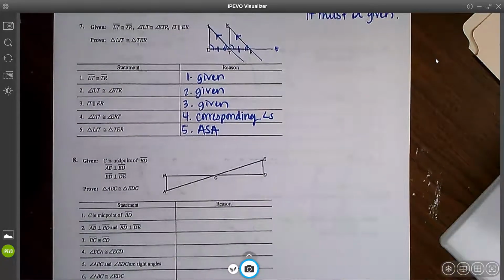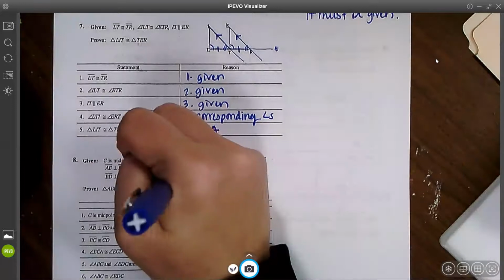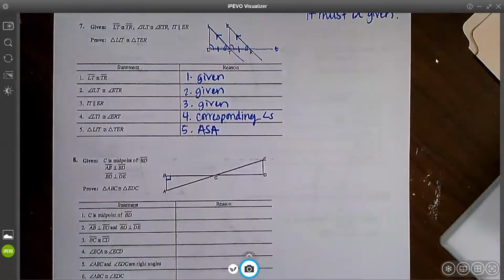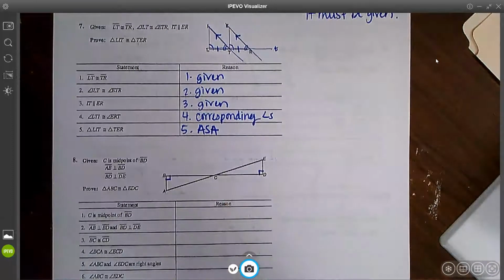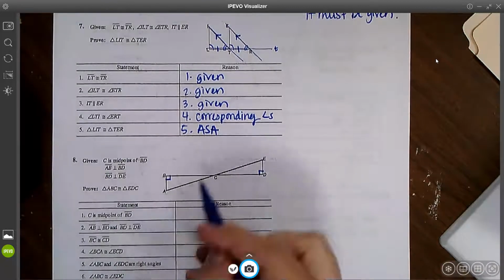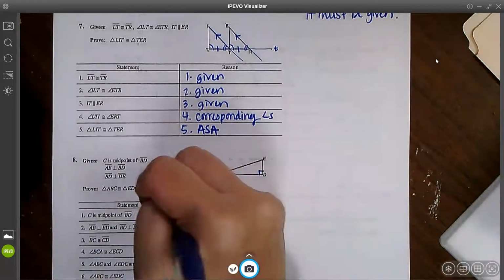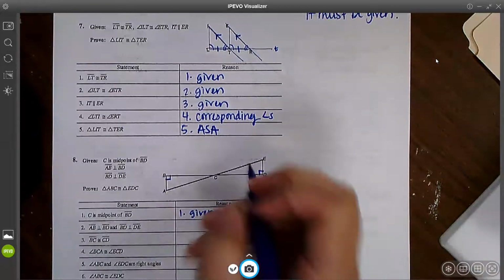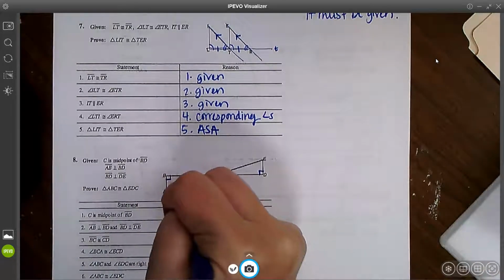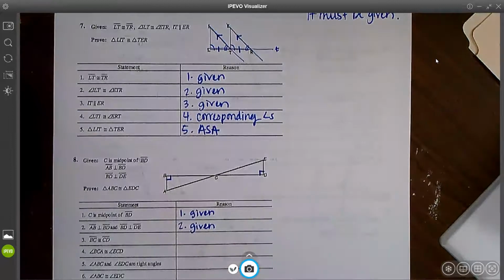The next one, C is the midpoint of BD. AB is perpendicular to BD, so I'm going to mark that as a perpendicular. And BD is perpendicular to DE. BD, CE, and another perpendicular. So C is the midpoint. We want to prove these 2 triangles congruent. C is the midpoint, that's given. And the fact that those are perpendicular is also given.